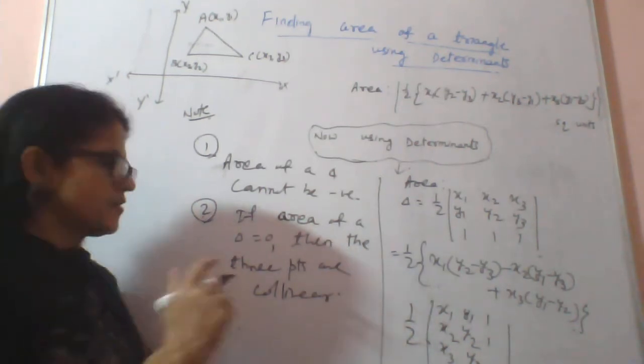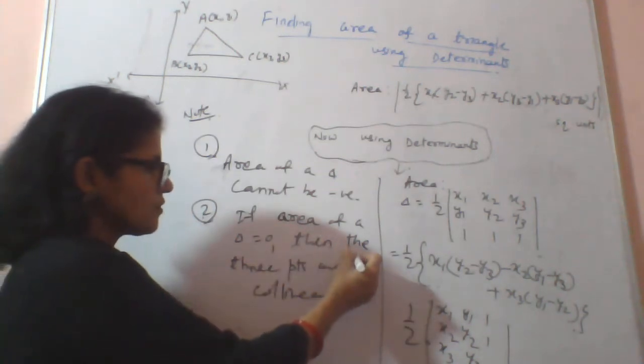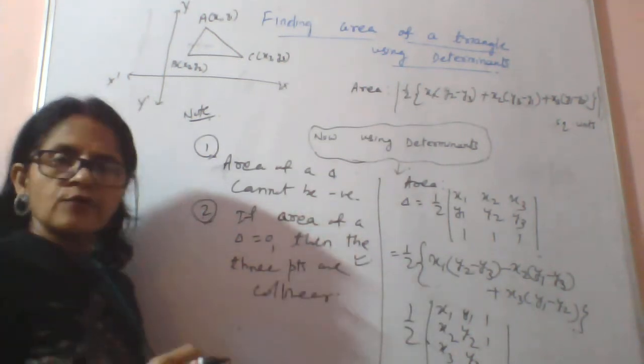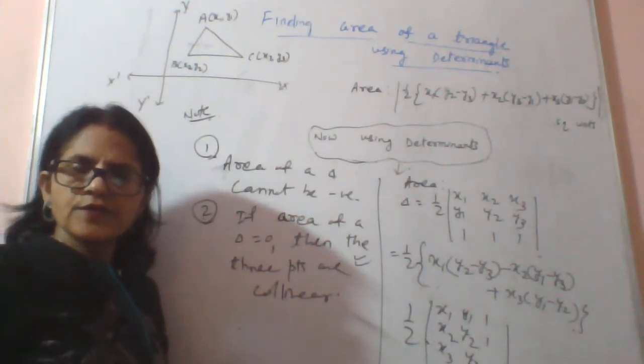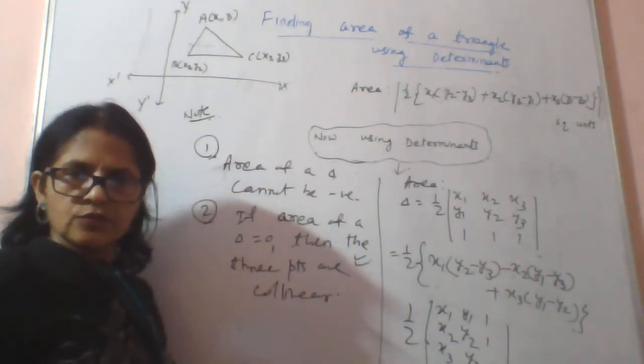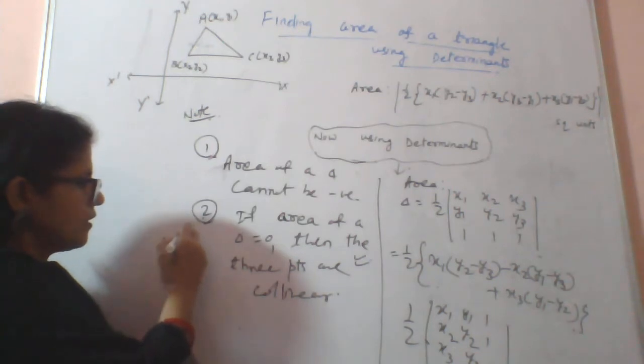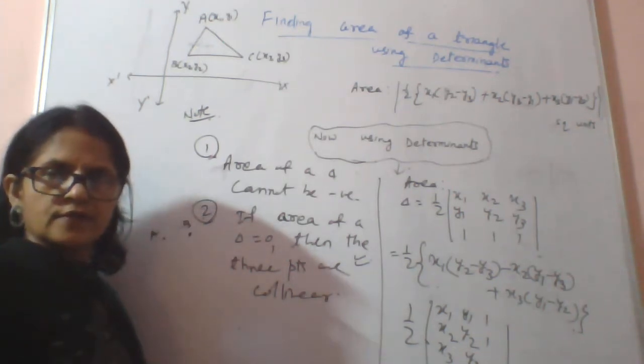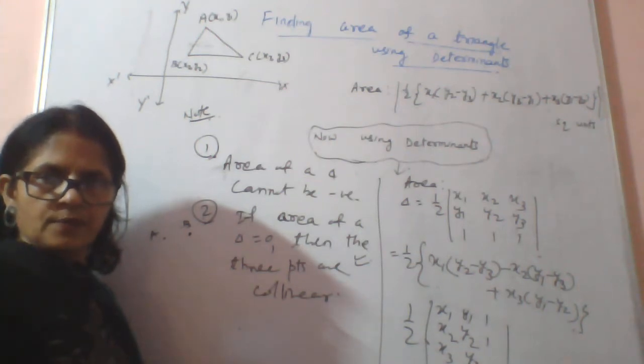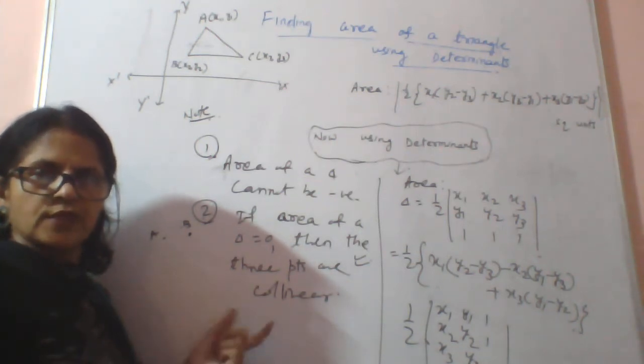This concept will also help us find the equation of a straight line passing through 2 given points. Suppose you are given 2 points A and B. Find the equation of the straight line AB using a determinant.